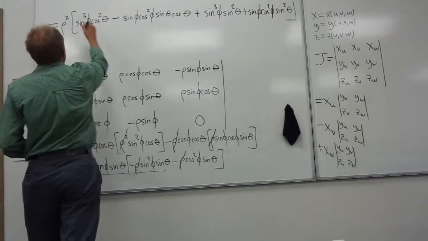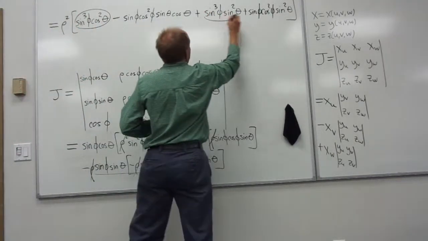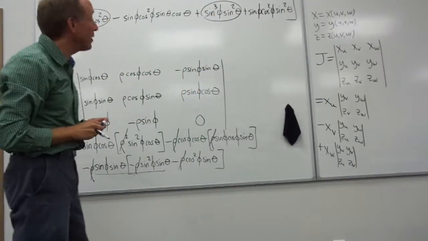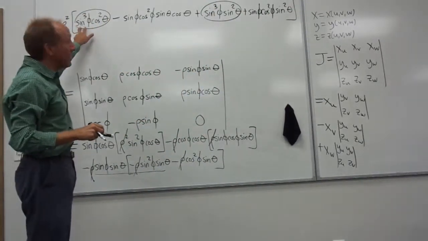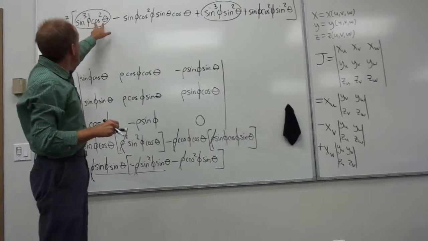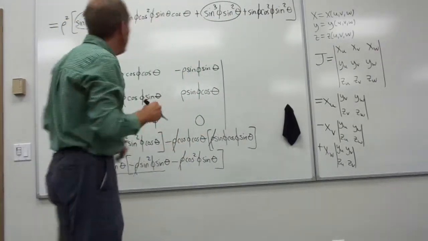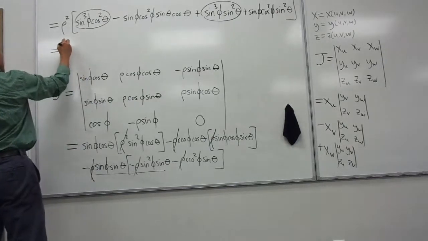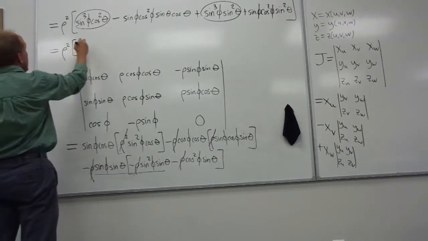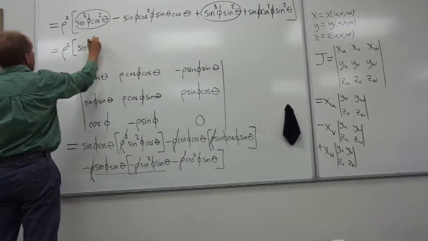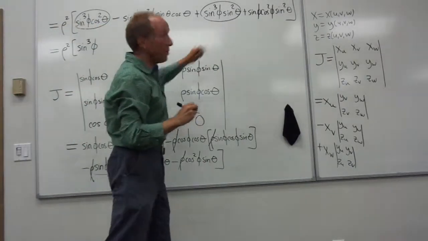Now, this term and this term, if you add those together and factor out the sine cubed of phi, you'll be left with cosine squared of theta plus sine squared of theta, which is just 1. Right? So we actually can just write this as sine cubed of phi for the first and third terms.